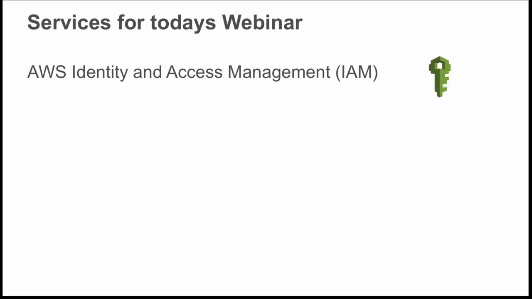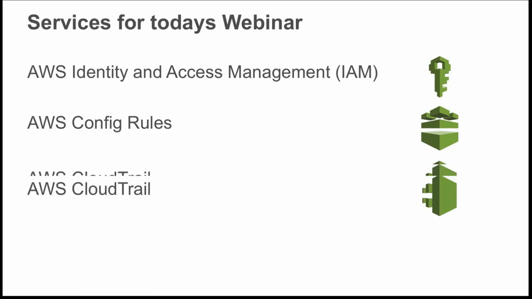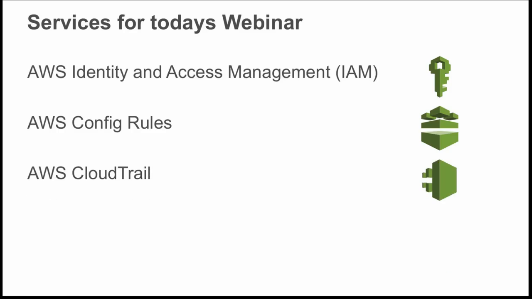We're going to be starting off with identity and access management. Then we're going to be moving on to AWS Config Rules. And then we'll be taking a look at AWS CloudTrail. So we'll be kicking off today's session with identity and access management. And then we're going to kick off with the remaining services thereafter.